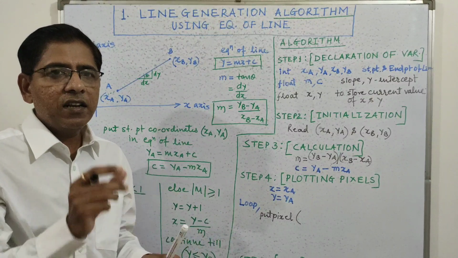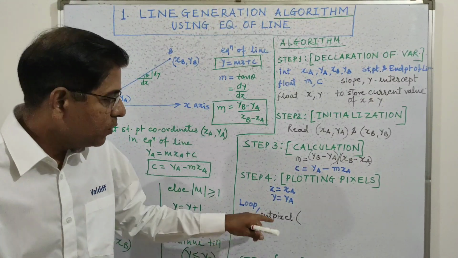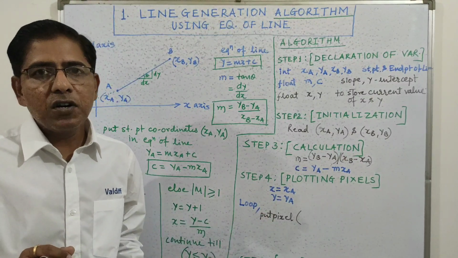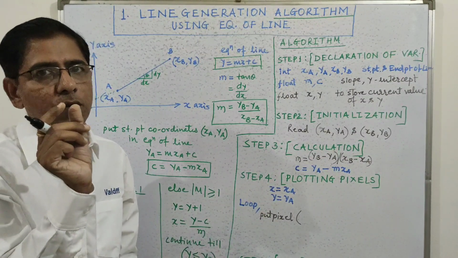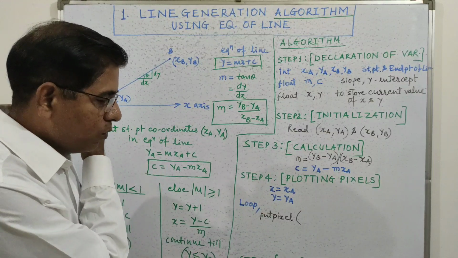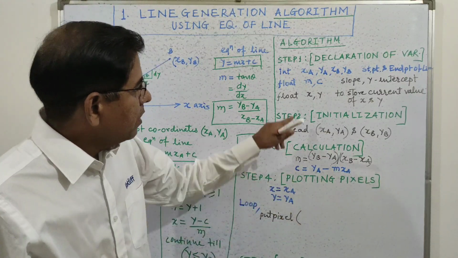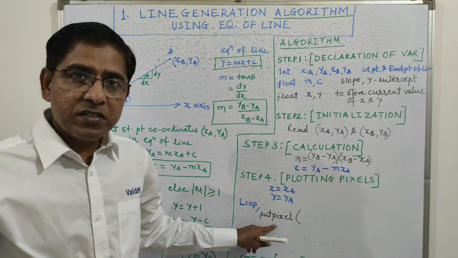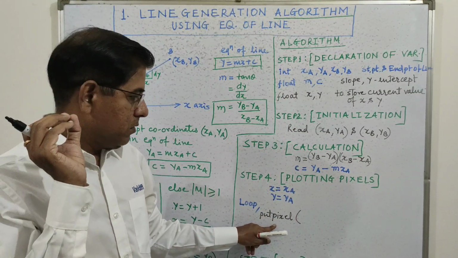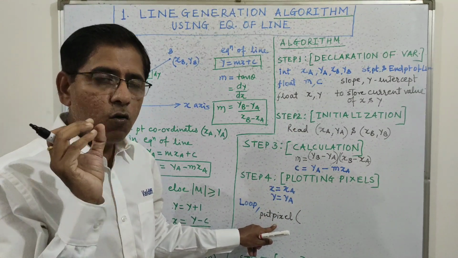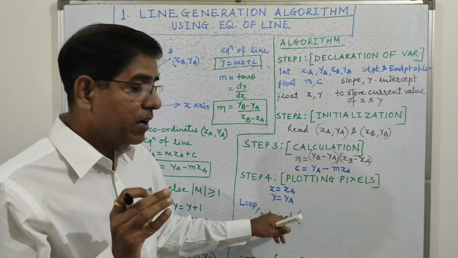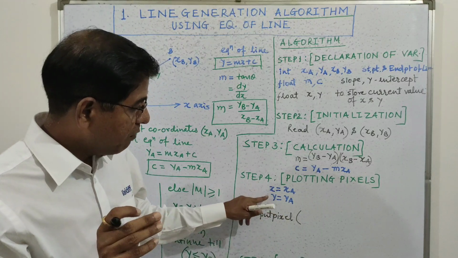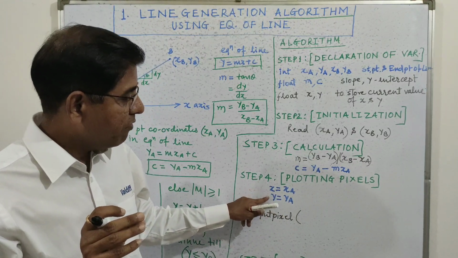Now the raster screen, how will you select the pixel? By using this put pixel function. This put pixel function will illuminate that particular pixel. And how does the put pixel statement illuminate the pixel? Depending upon the value of X and Y.